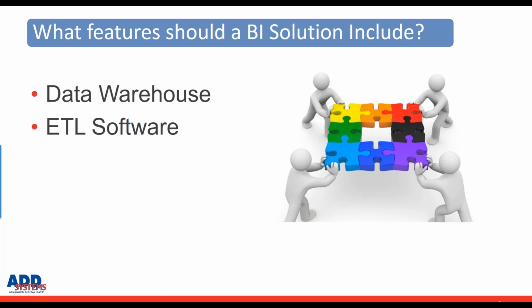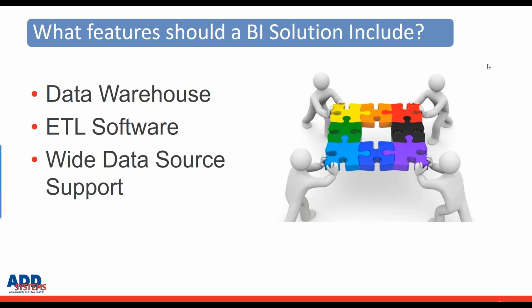The next piece of a BI solution is what we call the ETL software. That stands for extract, transform, and load. Basically, it's a set of software that takes the information from your source system, your back office system for example, and loads it into the data warehouse. Many times it needs to transform that data because the structure of the data warehouse is completely different. So that's what the ETL software is, also a very important part of a BI solution.